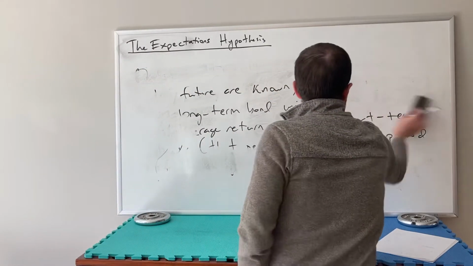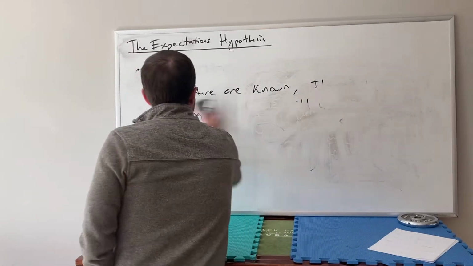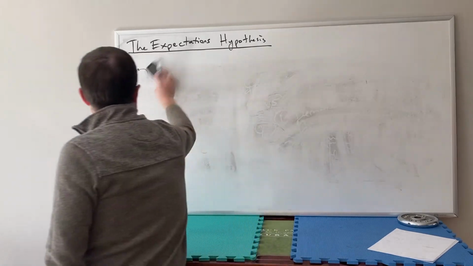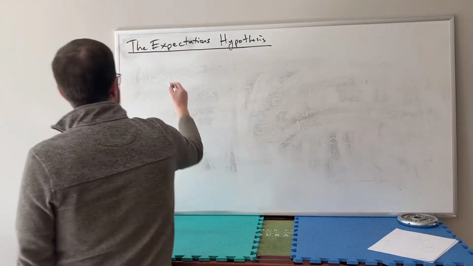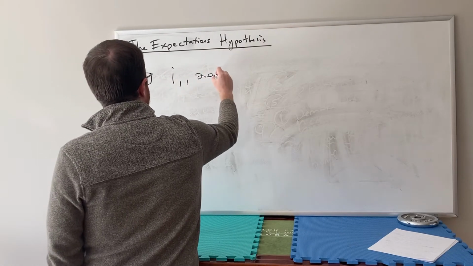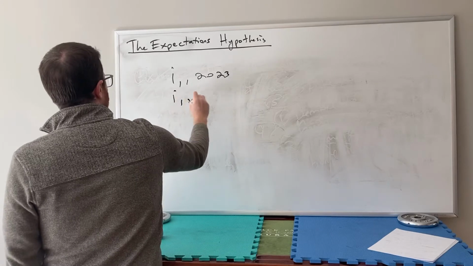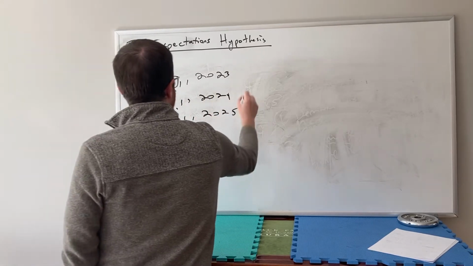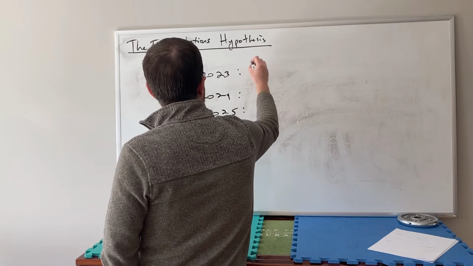we can make some predictions about the way bond interest rates work. So for example, if we're talking about a one-year bond in 2023, a one-year bond in 2024, and a one-year bond in 2025, and maybe they look like this.